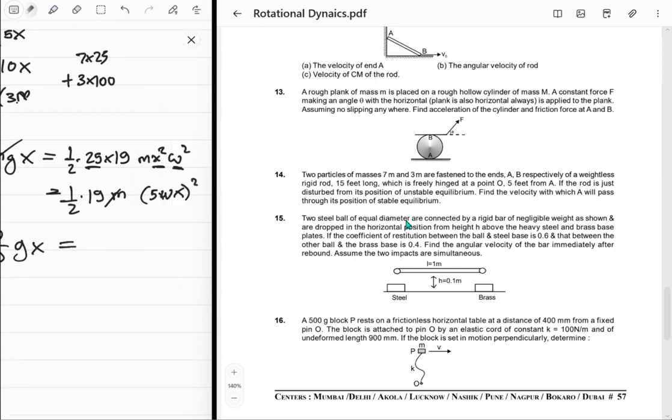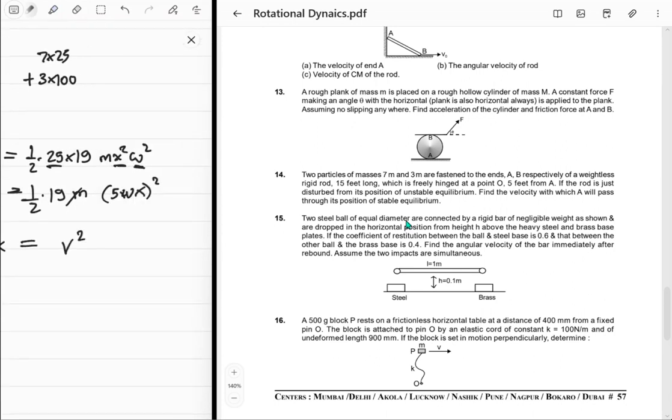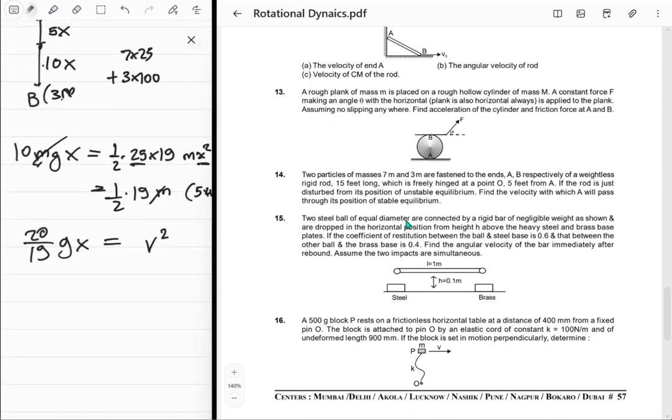gx is equal to, well, v squared. Isn't that right? I guess. That should do it. So really, v is going to be the square root of 20 upon 19 times gx. We know what x is, and then now we can solve it, of course.